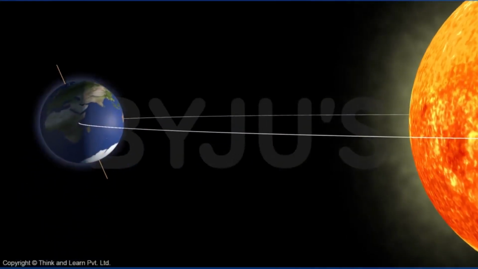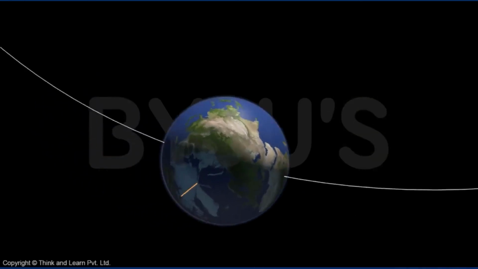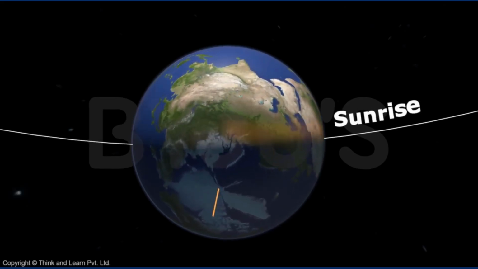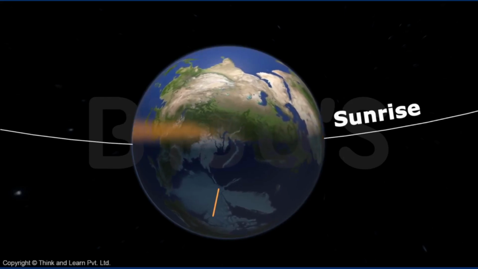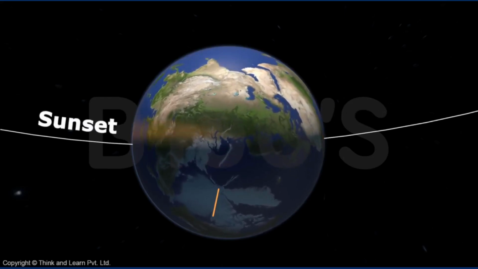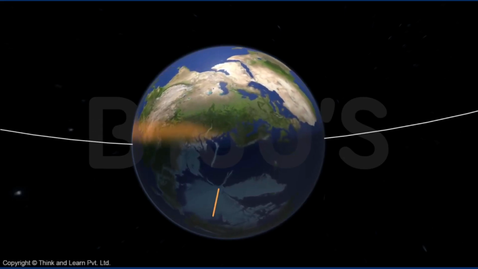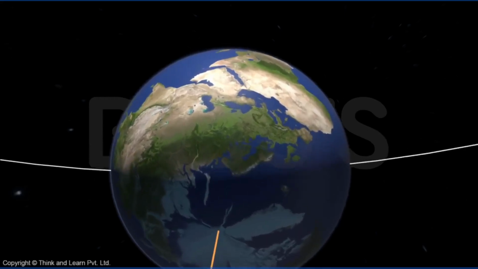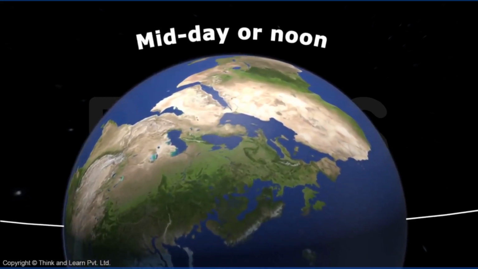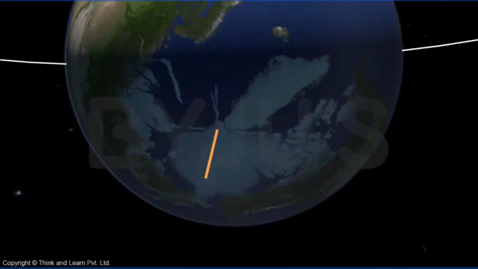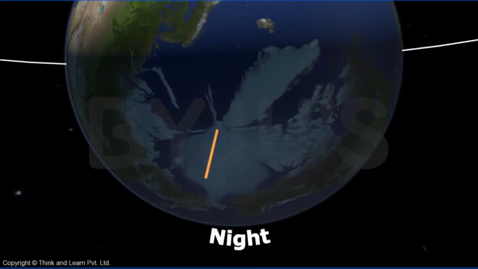Look, here is the Earth and this is the Sun. This part here is witnessing sunrise, while this one here is witnessing sunset. And this one here is witnessing midday or noon. And this one here is witnessing night.